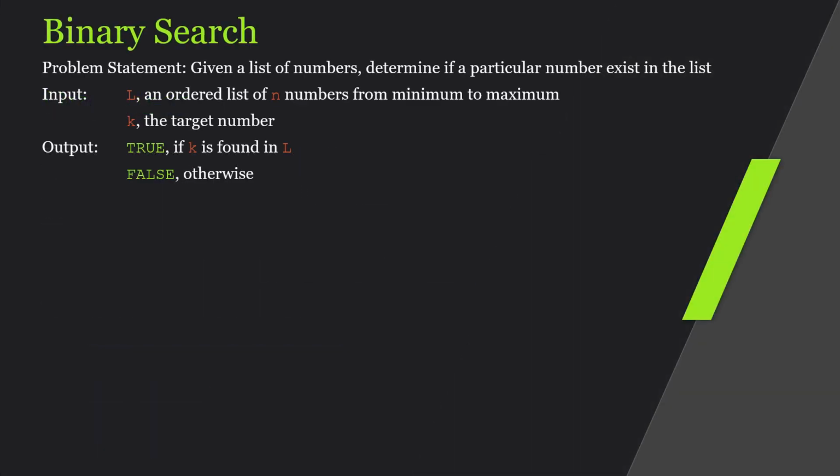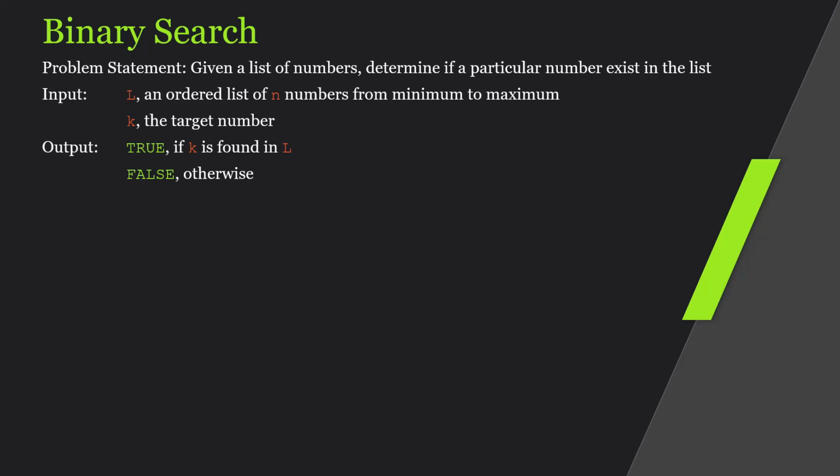Now that we've walked through how binary search is working, let's look at the algorithm itself. So we have the problem statement, which is given a list of numbers, determine if a particular number exists in the list. That's the same problem statement as we have for linear search, right? Because we're just trying to find if a piece of data exists in a collection of data. Now, our inputs are slightly different. Our inputs are an ordered list of n numbers from minimum to maximum. Sometimes you'll see it described as a list in ascending order, right? But basically, we know we're sorted from min to max, and we still have that target value.